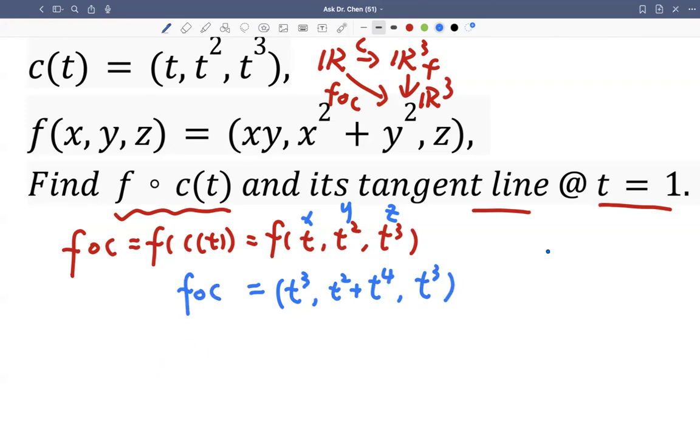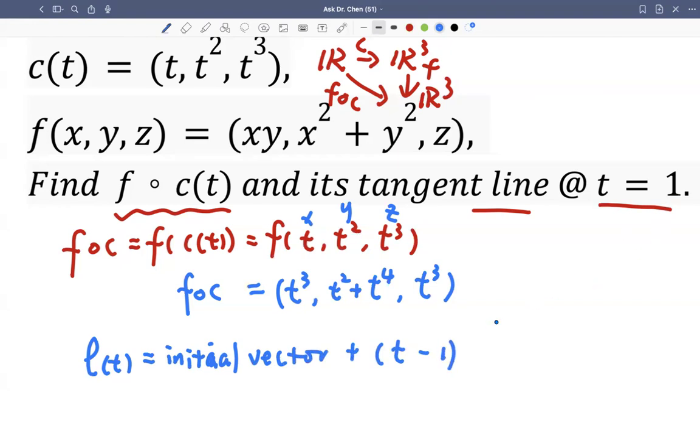Then we need to find the tangent line at t equals 1. Remember, a line representation in higher dimension equals the initial vector plus the variable t minus 1, because at time 1, multiplied by the direction vector. So we need to find the initial vector and the direction vector in this case.